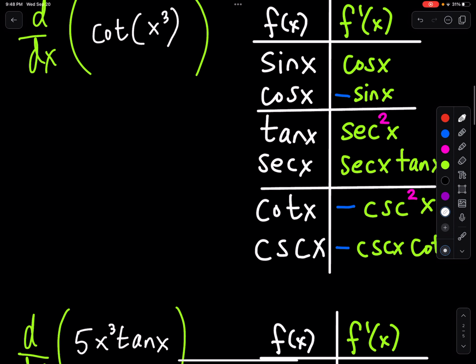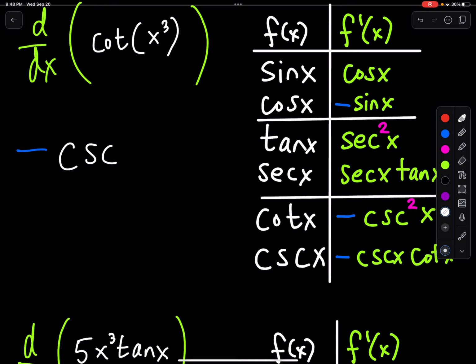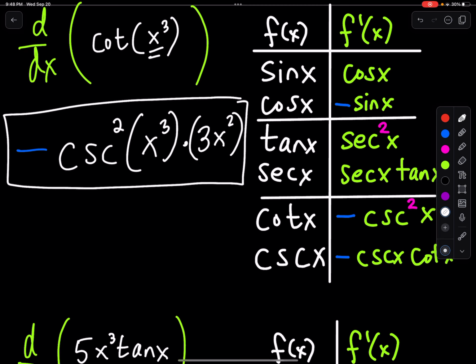Next up, we have the derivative of cotangent of x to the third. All right, well, the derivative of a co, that's going to yield a negative. The derivative of a tangent is its secant buddy squared, which in this case is cosecant squared. And then we have to remember to chain it. Multiply by the derivative of the inside, which is 3x squared by the good old-fashioned power rule. All right? And we'll put a check mark there.